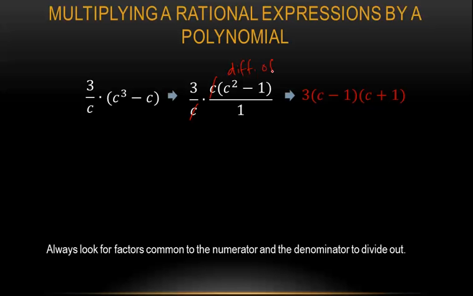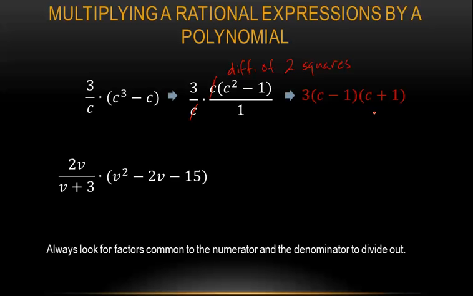Difference of 2 squares. So that also factors out into a product of 2 binomials with opposite signs, because c squared is a square, 1 is a square, and we have the opposite signs here. So this is our answer there.